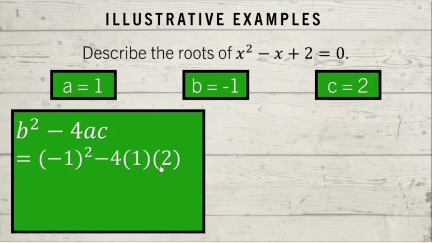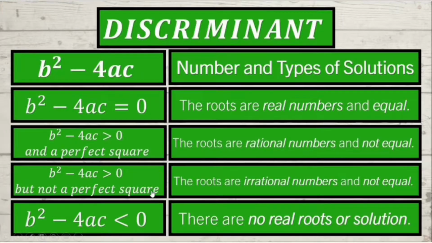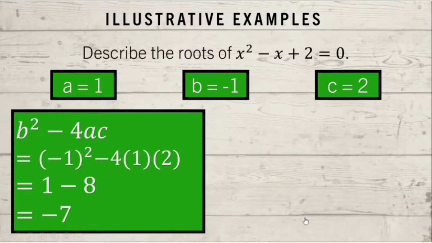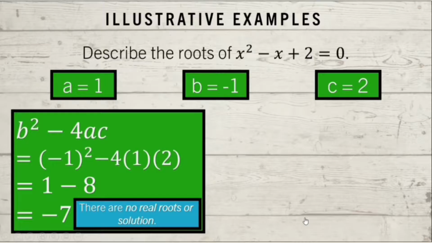And then perform the operation. We will be having negative 1 squared is 1, minus 4 times 1 is 4, times 2 is 8. So 1 minus 8 is negative 7. Therefore, if our discriminant is a negative number, our roots are imaginary numbers, or there are no real roots or solution. Let us check if our answer is correct.